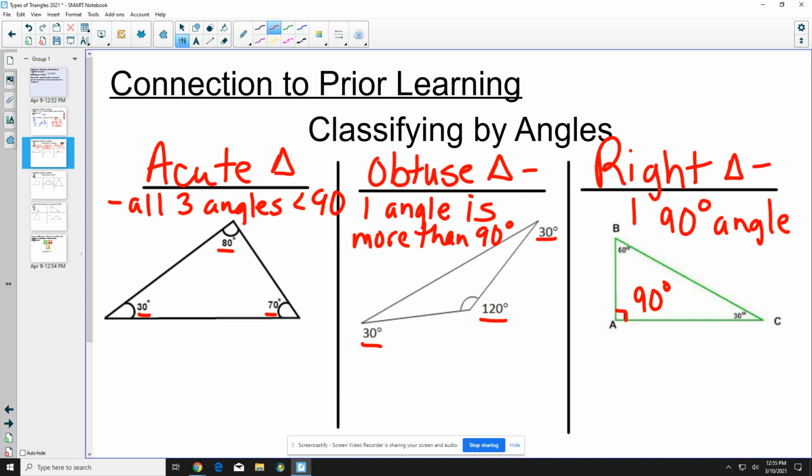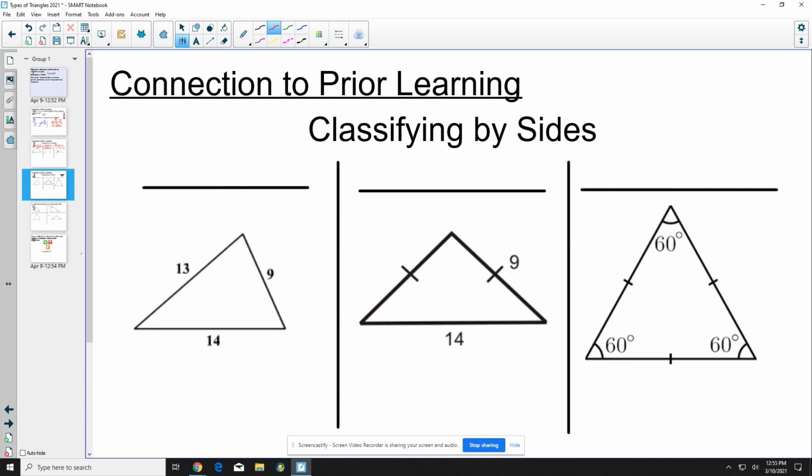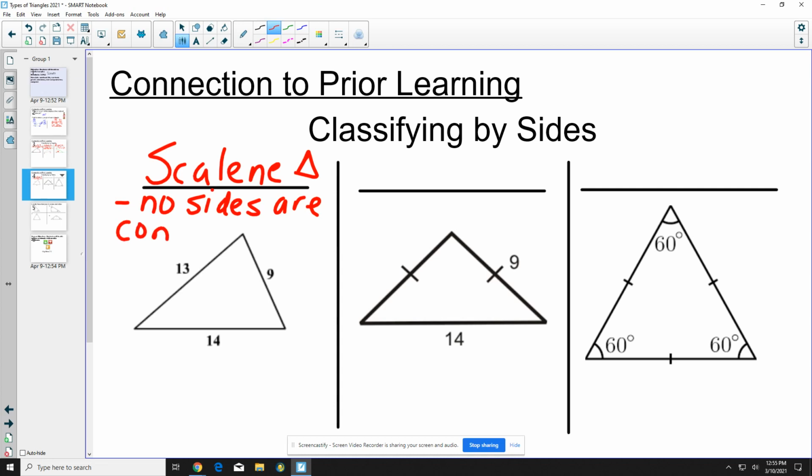We can also classify our triangles by sides. So notice on this first one of the sides is 13, one is 9, one is 14. This is called scalene. This is a scalene triangle. No sides are congruent. That means no sides are the same length. So in your notes, I would write scalene triangle and write no sides are congruent. That means the same measure or the same length. Pause the video anytime you need to if you're still taking notes.